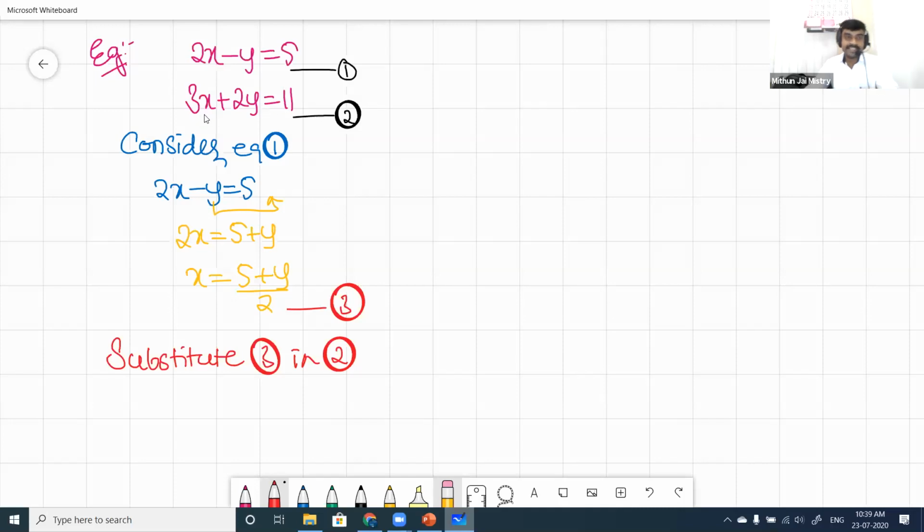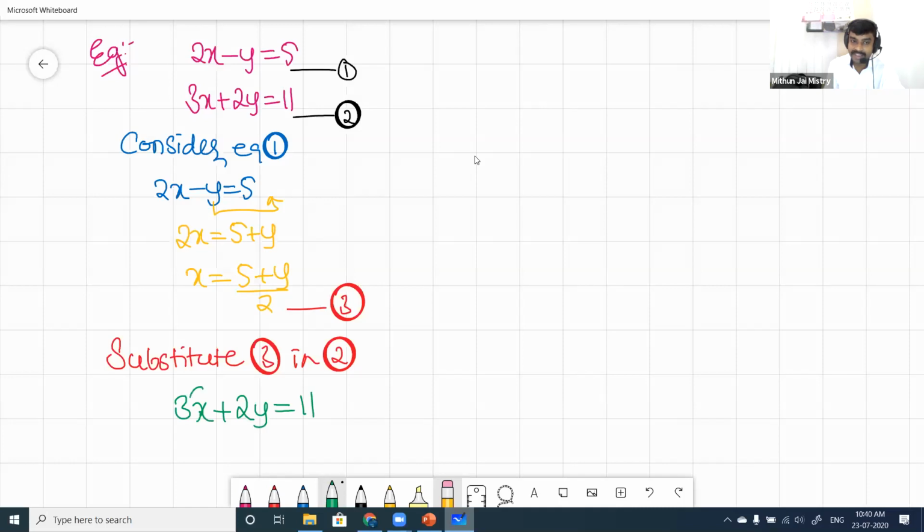What's the second equation? The second equation is 3x plus 2y equals 11. Once again, don't feel it as a burden. Please write that. 3x plus 2y is equal to 11. And now here you can see what I have done. I have written the second equation.